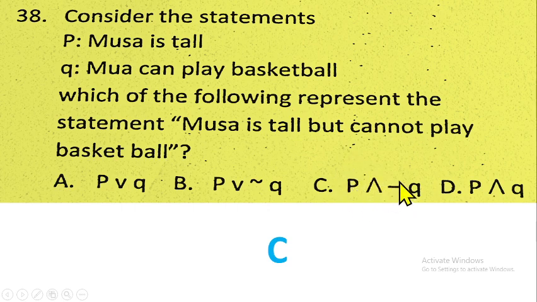Just that the symbol is not correct. So you're supposed to use this kind of symbol. So this is or and this is and. So option C is the correct option. It is not or. Musa is tall and cannot play basketball. So this symbol is wrong, but option C is the correct option.